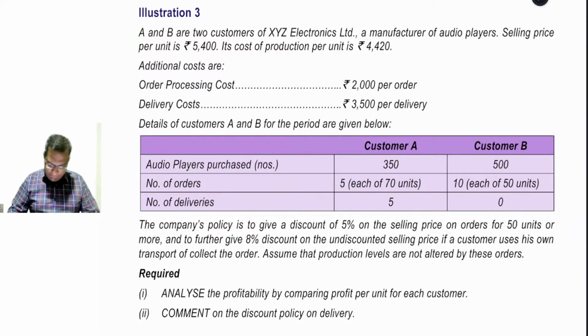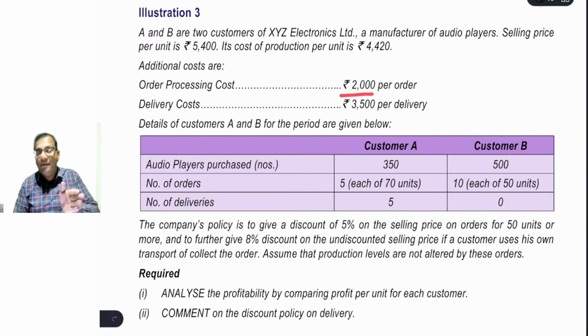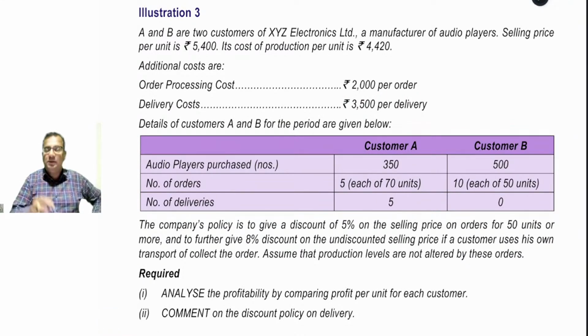Tell me, beta, quickly tell me. No, beta, it's not the cost pool, it's the ABC recovery rate. Cost pool would be when only 2000 rupees was given and no base was given, like per order. 2000 rupees is a cost pool when no base is further given, but 2000 per order means it's the recovery rate. For every order processed, we have to recover 2000 rupees. So they have directly given us the ABC recovery rate. We do not have to calculate it.